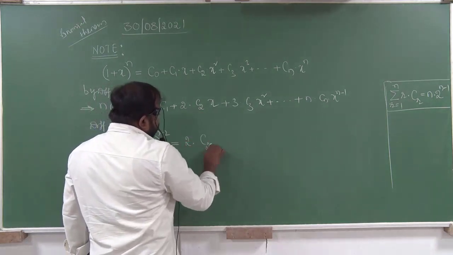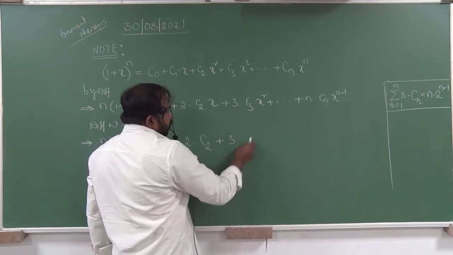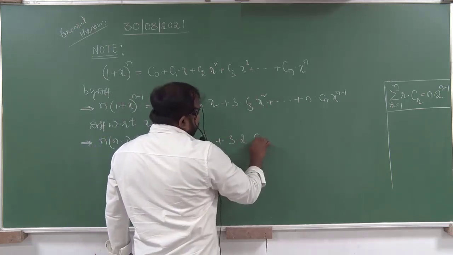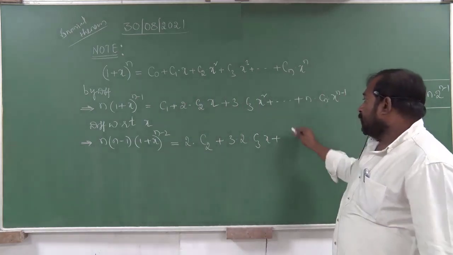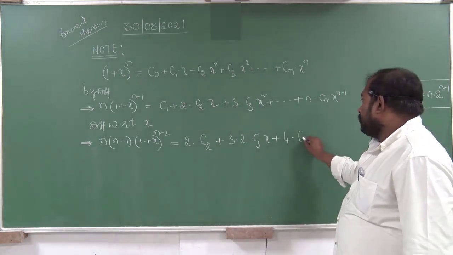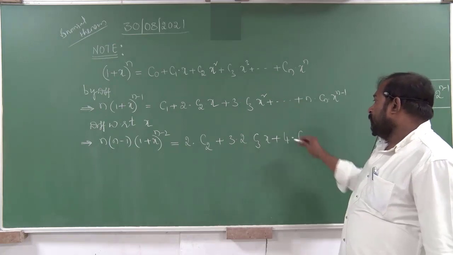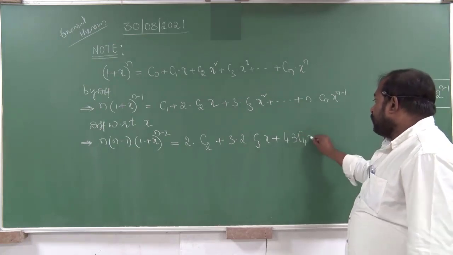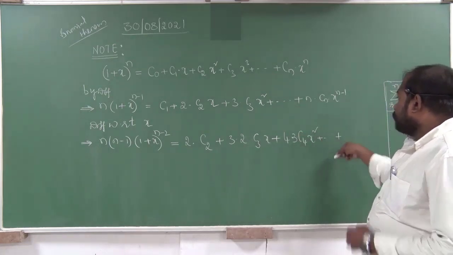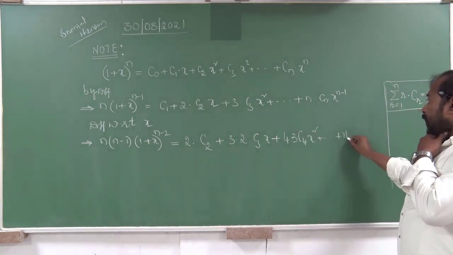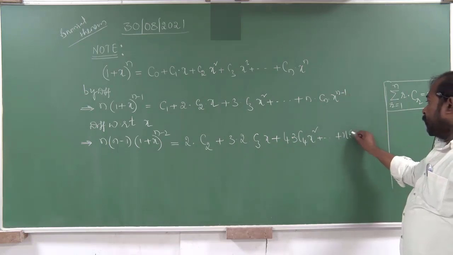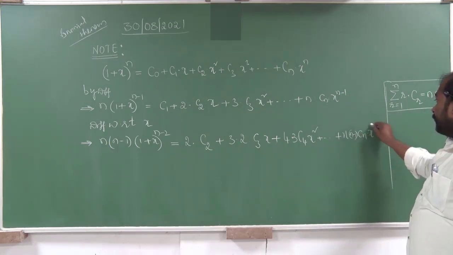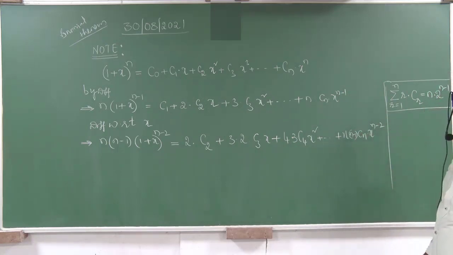Here 2 into c2, plus 3 into the x square derivative. This is the value you will get. Guess what the next value will be. Here 4 into c4 into x cube will be there. If you differentiate 3x^2, I can get the next term, and what about the last value? Already n is there, cn is constant, the derivative of x^(n-1) is (n-1)x^(n-2). This is the value now.